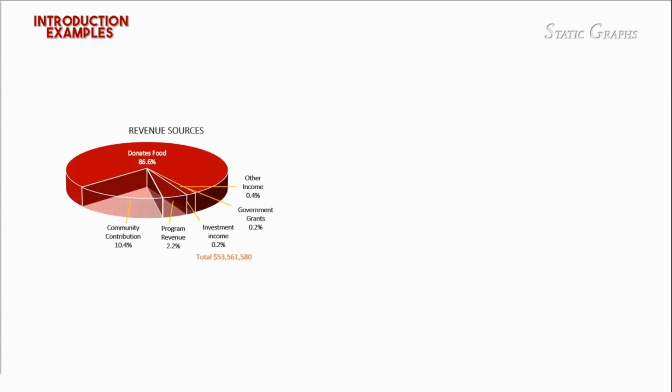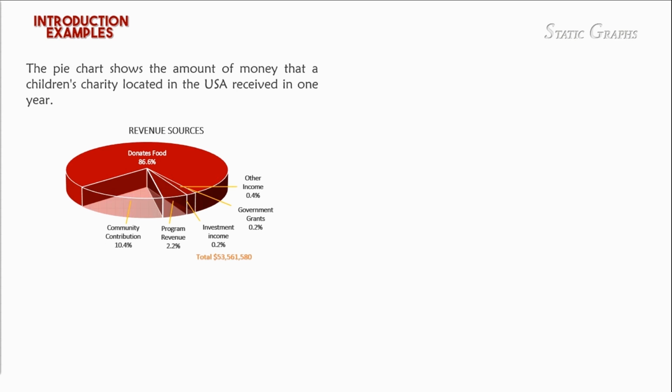Let's take a look at more examples. Look at a pie chart. The pie chart shows the amount of money that a children's charity located in the USA received in 1 year. The pie chart illustrates the percentage of revenue over a year of a children's charity in the USA. In this example, we made use of synonyms.